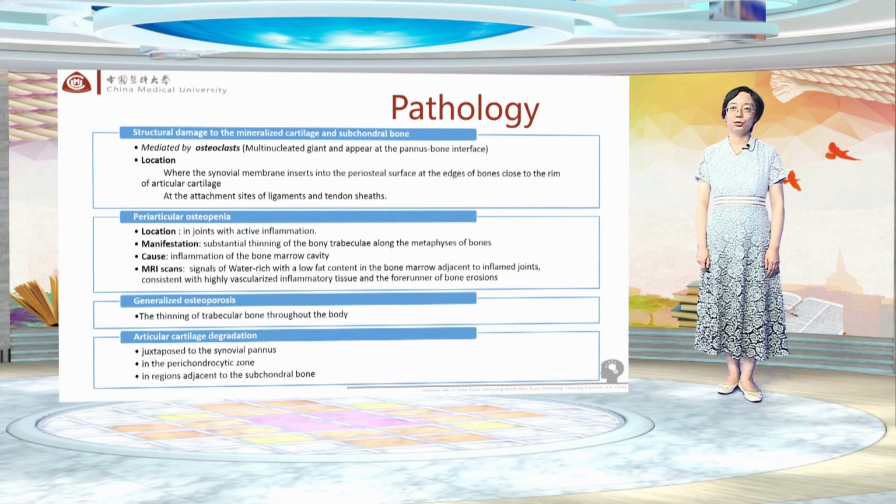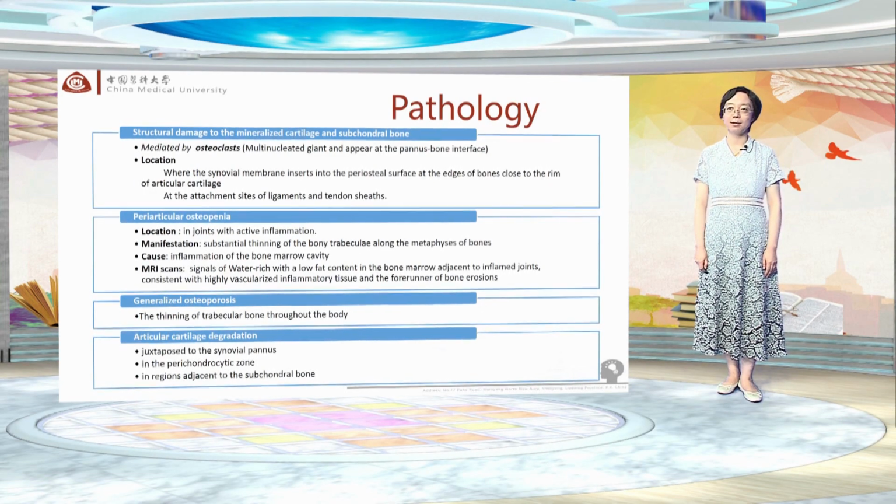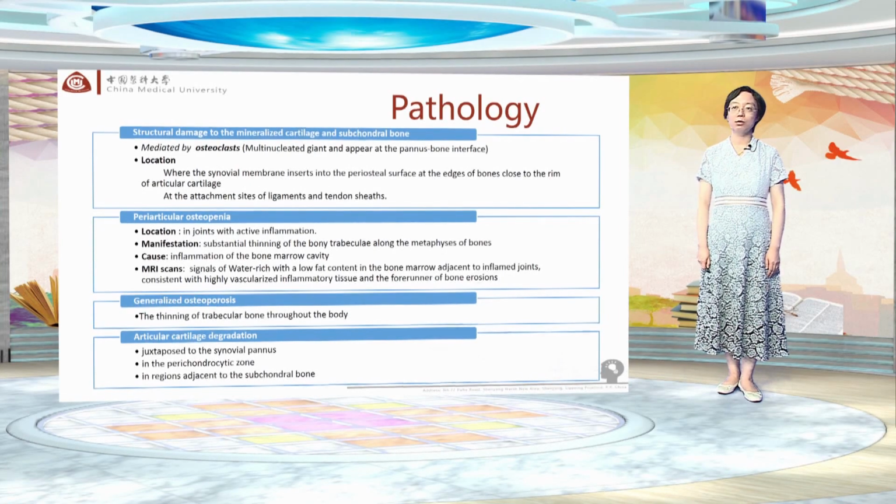The structural damage to the mineralized cartilage and the subchondral bone is mediated by the osteoclasts. Osteoclasts are multinuclear giant cells and appear at the pannus-bone interface. They can be identified by their expression of CD68, tartrate-resistant acid phosphatase, cathepsin K, and the calcitonin receptor. These lesions typically localize where the synovial membrane inserts into the periosteal surface at the edge of bones close to the rim of articular cartilage, and at the attachment sites of ligaments and tendon sheaths.